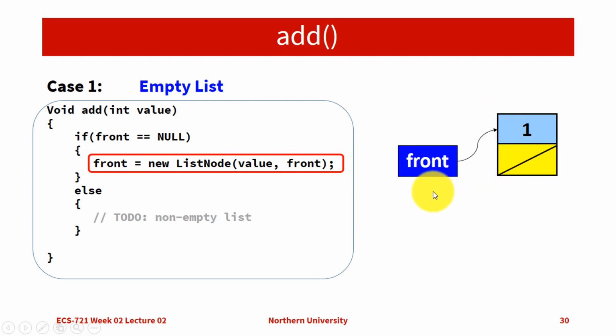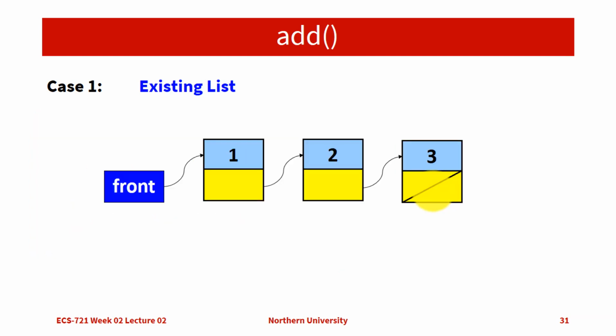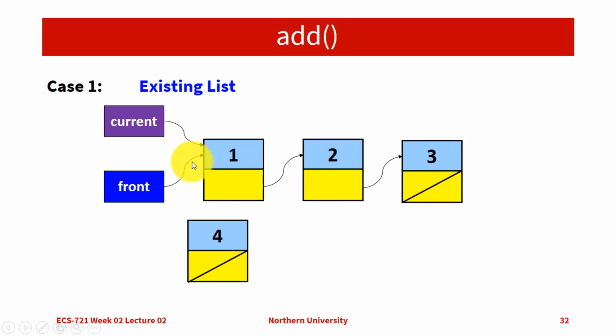If the list is empty, we can add only one node, and that is the front and also the last node in the list. Let's talk about the existing list, or the non-empty list. In that case, we have to create a new pointer because it's not an array. We cannot just jump to the size minus 1 index. So all we can do is create a temporary pointer. Let's call that current, and assign current the value of the front so that current starts pointing to this first node in the list.